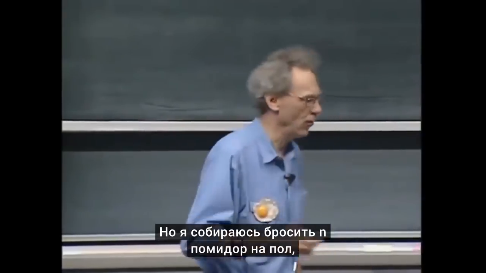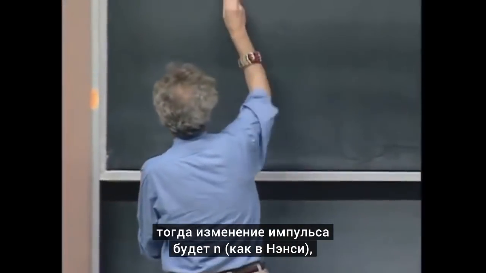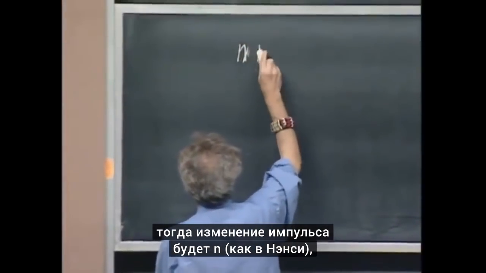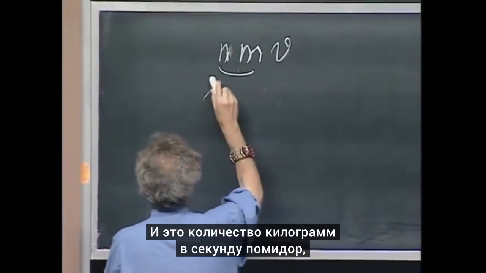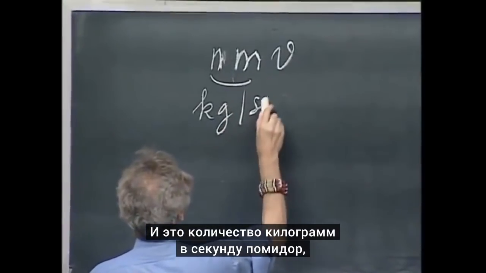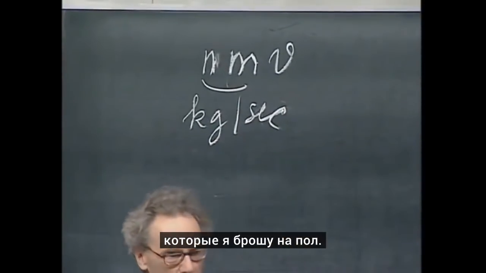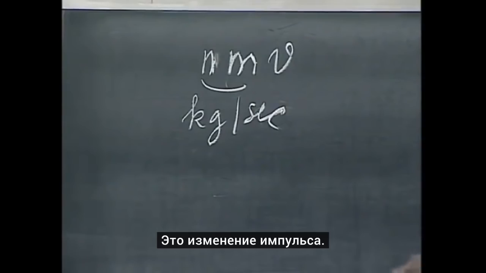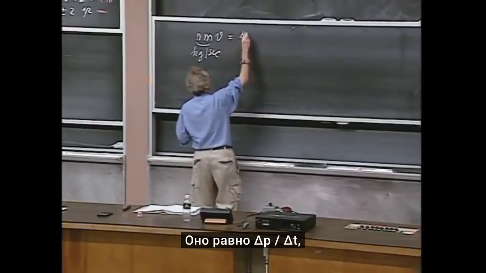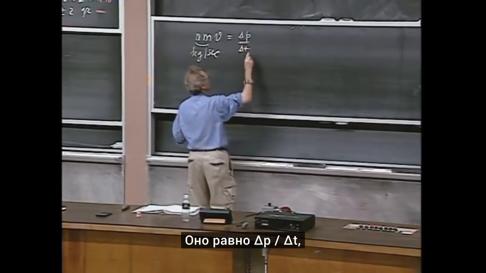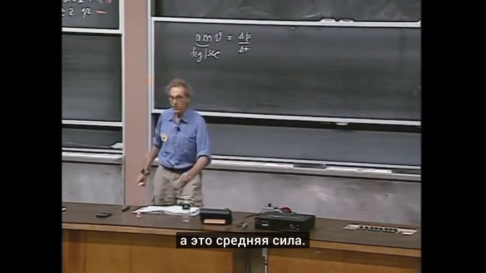If one tomato hits the floor, the change of momentum is mv, if m is the mass of the tomato. But I'm going to throw n tomatoes on the floor, so the change of momentum is n times the mass of the tomato times v. And this is the number of kilograms per second of tomatoes that I throw on the floor. So this is a change of momentum, and so this equals delta p divided by delta t. And that's an average force.